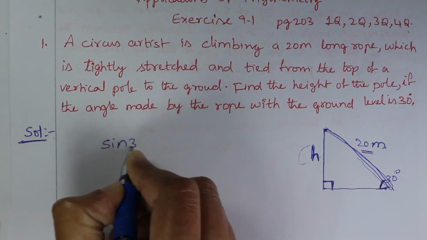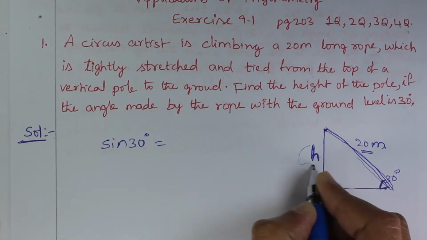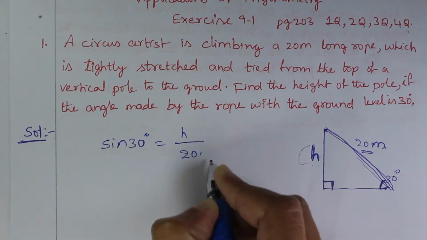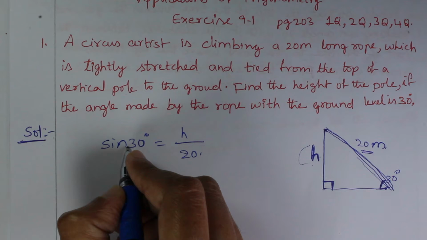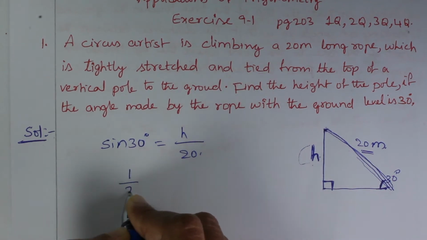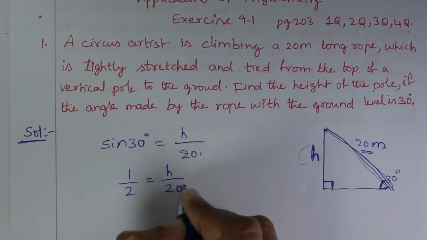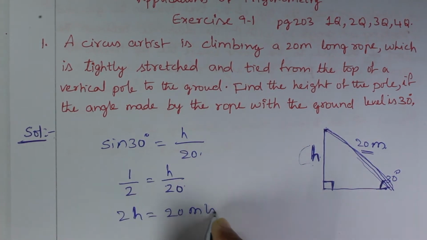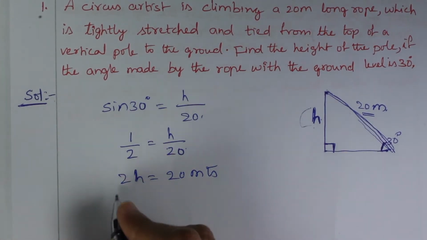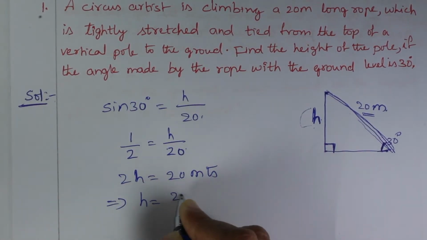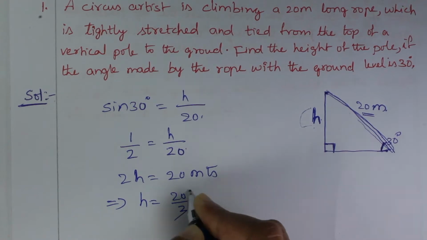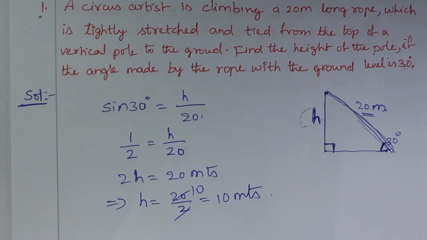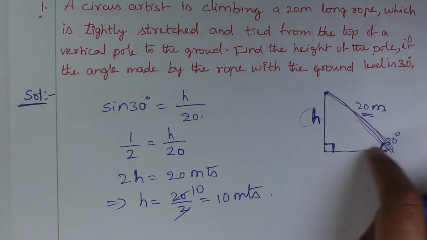Sine 30 degrees is equal to, what is the opposite side? h, divided by hypotenuse, which is 20. Now sine 30 degrees is 1 by 2. So 1 by 2 is equal to h by 20. 2h is equal to 20 meters. That implies h is equal to 20 by 2. 2 tens are 10 meters. So the height of the vertical pole is 10 meters.